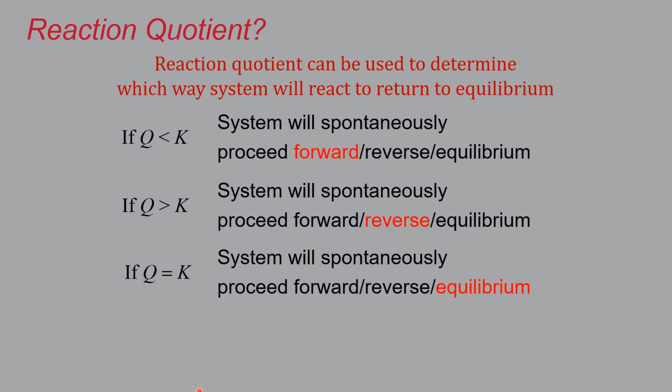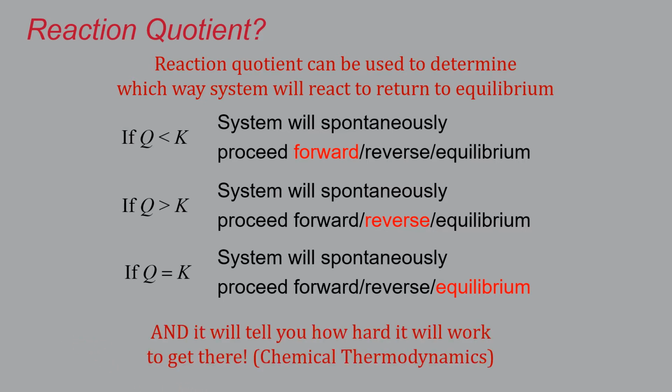And last but not least, if it happens to equal K, then you're, of course, at equilibrium. Now, the other thing, just as a little preview for an upcoming chapter, that Q will tell you is how much work can be extracted by a system that is trying to get back to an equilibrated state.